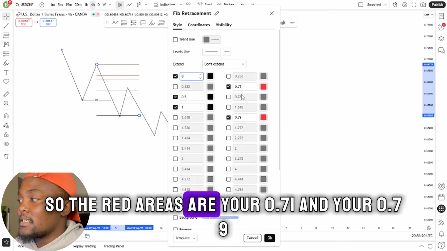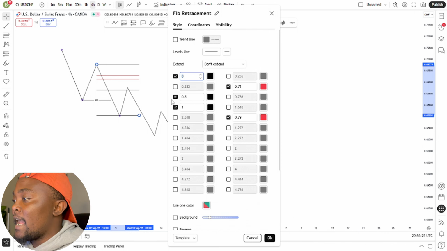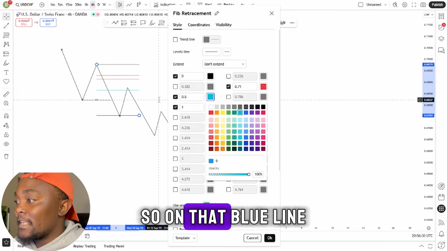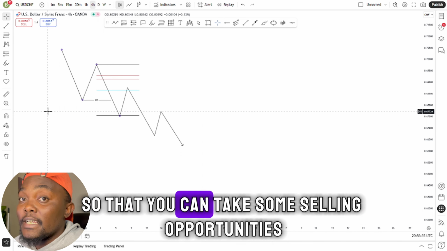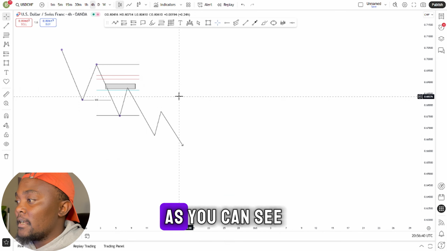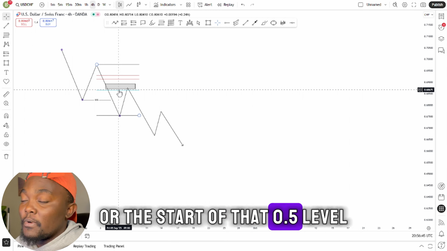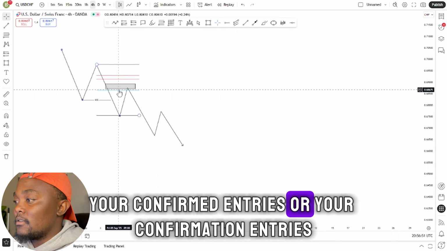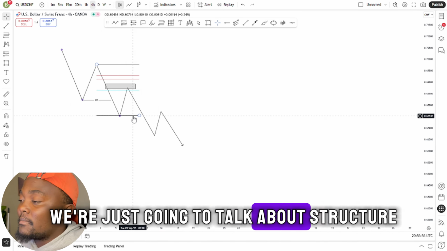The red areas are your 0.71 and your 0.79, which is my golden zone, and the 0.5 level I should just make it a bit blue. On that blue line, you can start looking for those order blocks or your supply areas so that you can take some selling opportunities. Let's say around here we have a supply area. As you can see, it's the start of that range around here, or the start of that 0.5 level. What you need to do is take your confirmation entries, but in this case we're not going to talk about entries, we're just going to talk about structure.